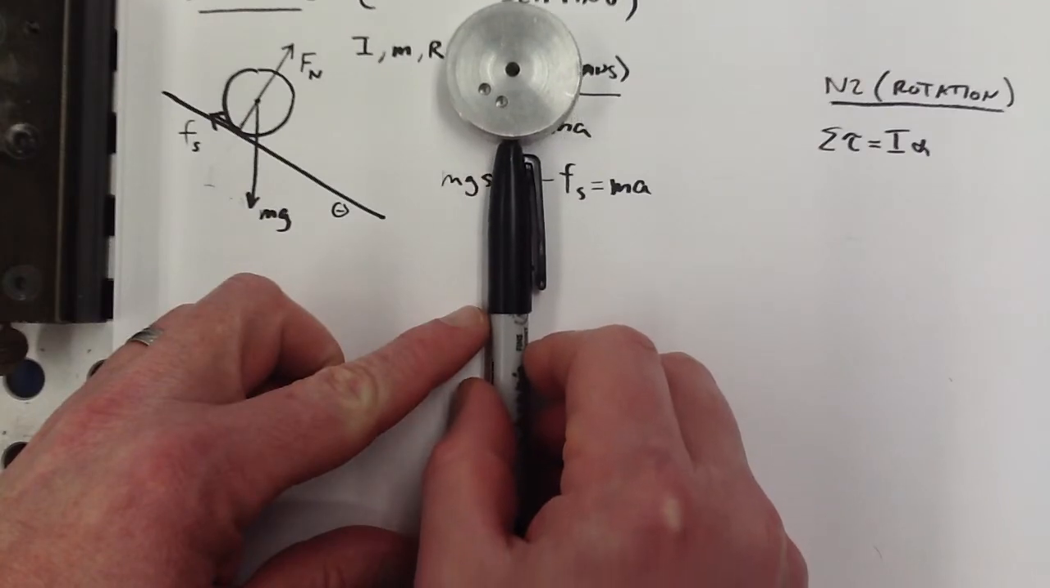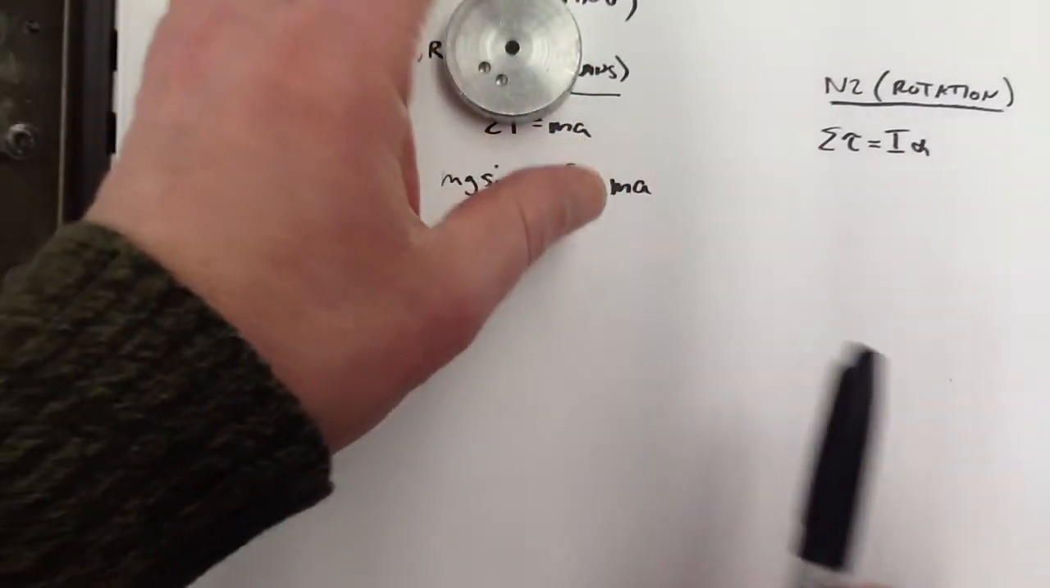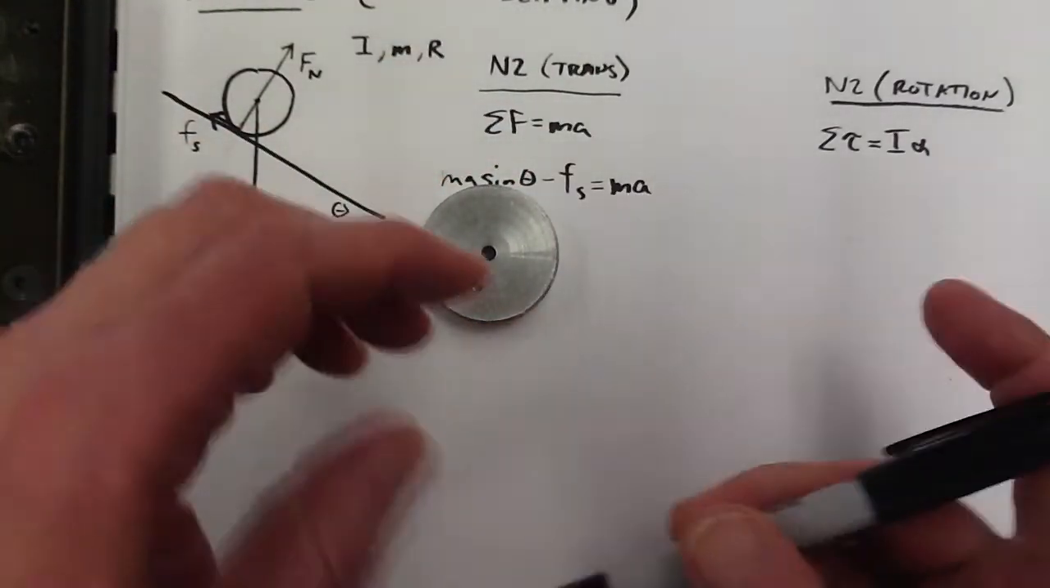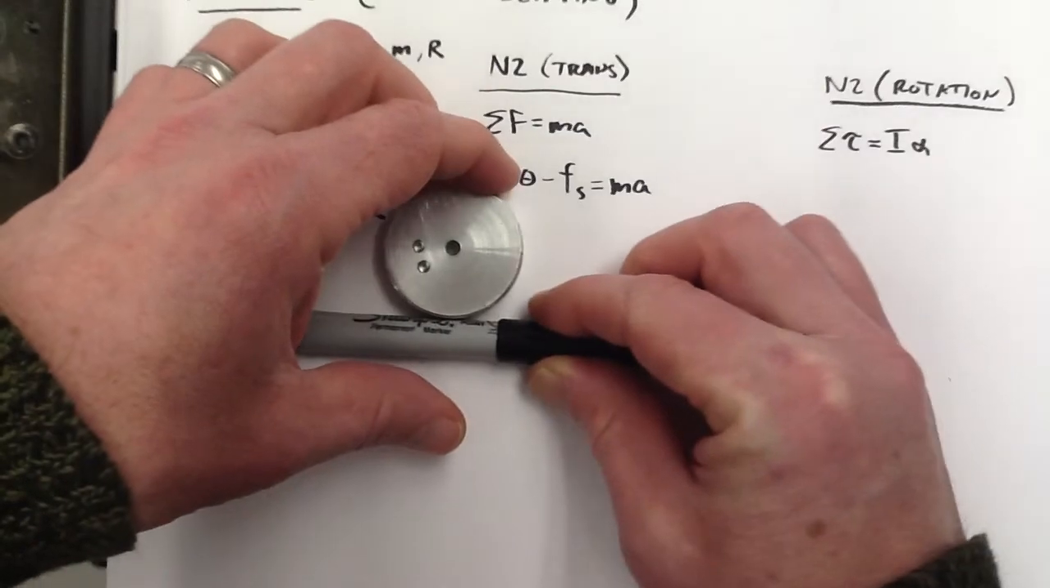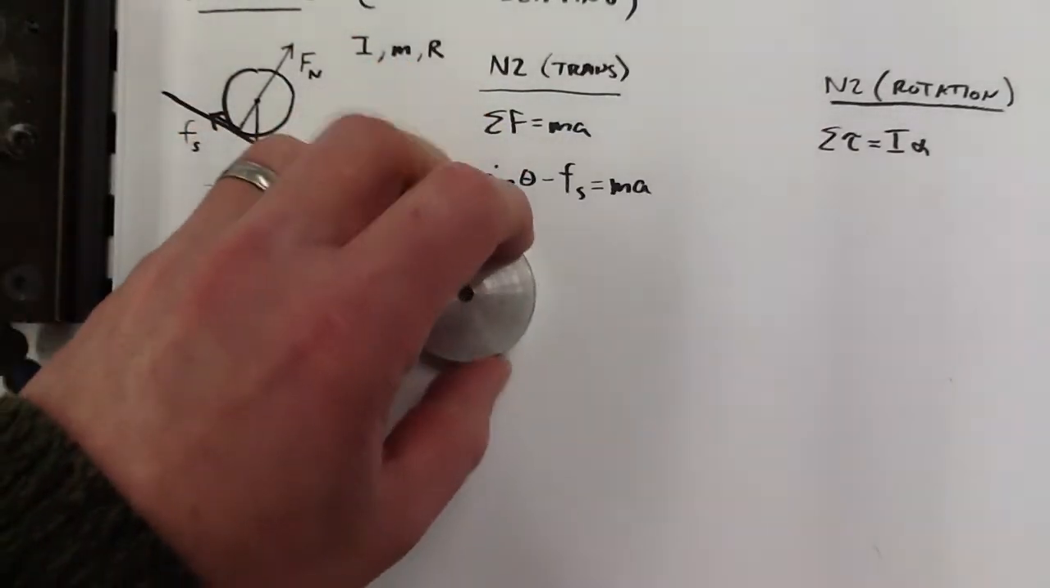And you can see that if you push right on that line through the middle, that doesn't cause it to rotate, no torque there. But the static frictional force along the bottom there is going to cause it to rotate. So it's only this that causes the rotation.